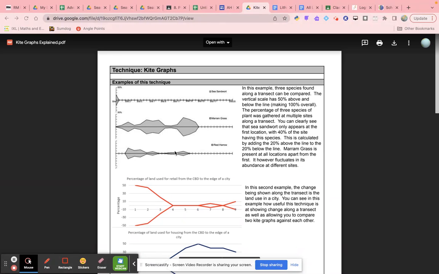Another key strength of this is, if you're measuring multiple things along a line, you can show one graph for each of them, and as long as you put them above or below each other, you can then compare them. So, for example, I can see that as marram grass increased dramatically, the amount of rest harrow decreased. And you can see if one of them is potentially influencing the other.